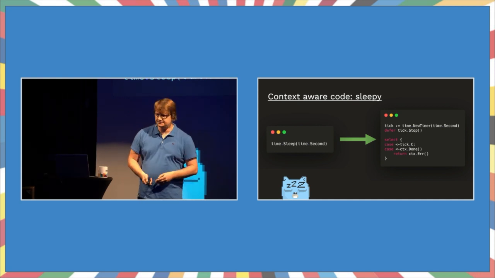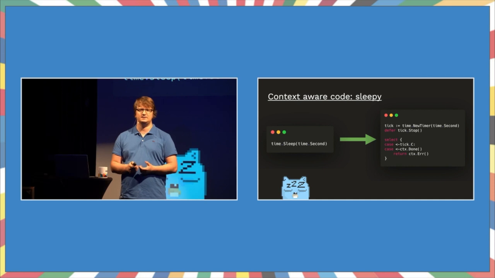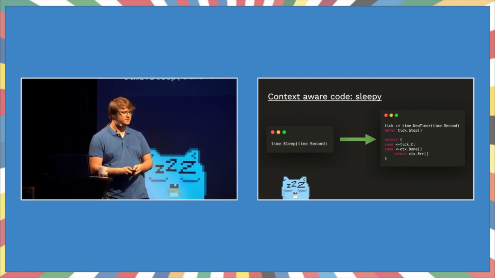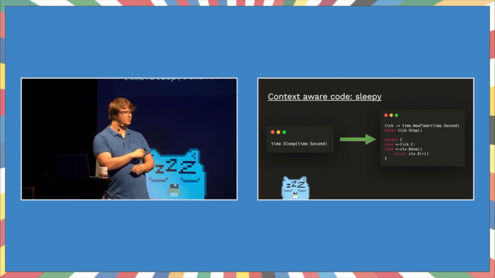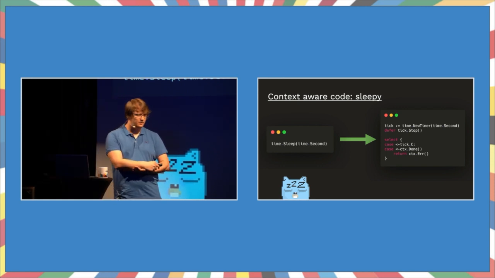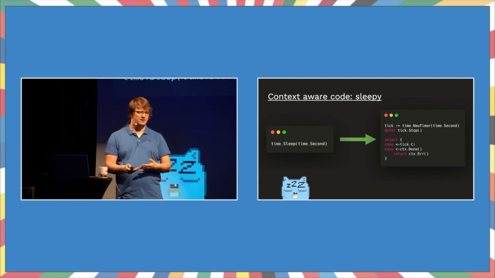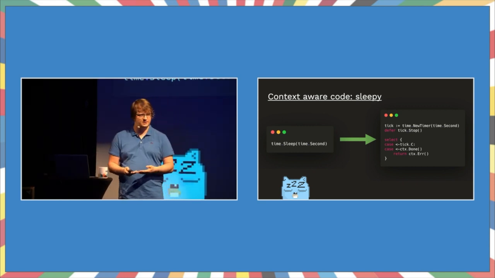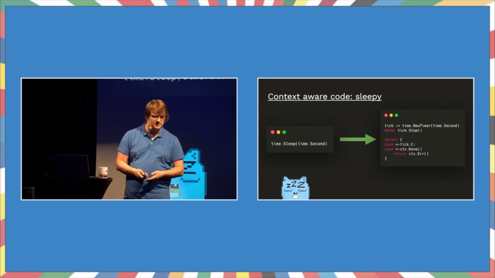Speaking of context, your code should be aware of context cancellations. For example, here the time.Sleep doesn't care about what the user wanted. Did they want to time out the call or not? On the other side, you get this version where it does properly wait for the context cancellation and ensures that when the user presses Control-C, it stops as soon as possible.